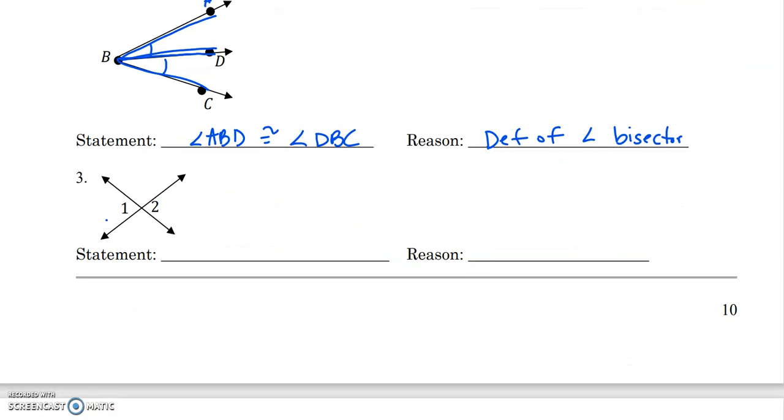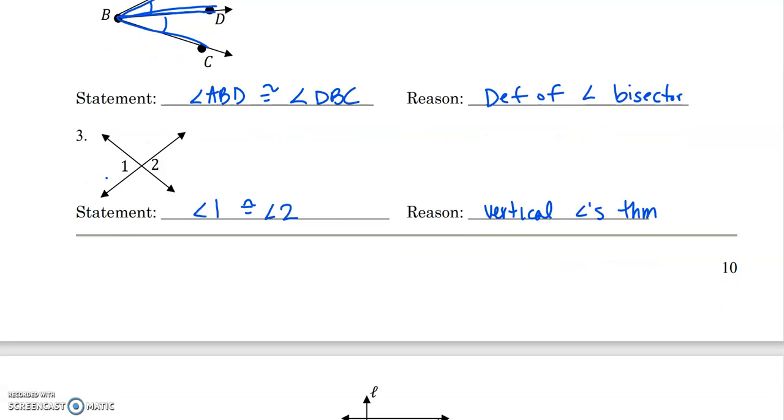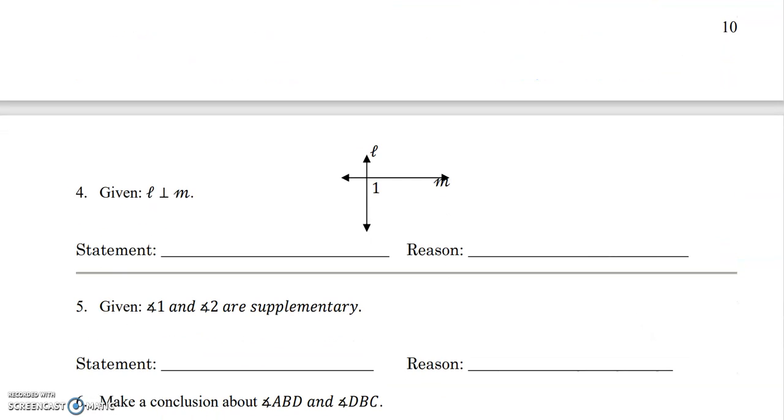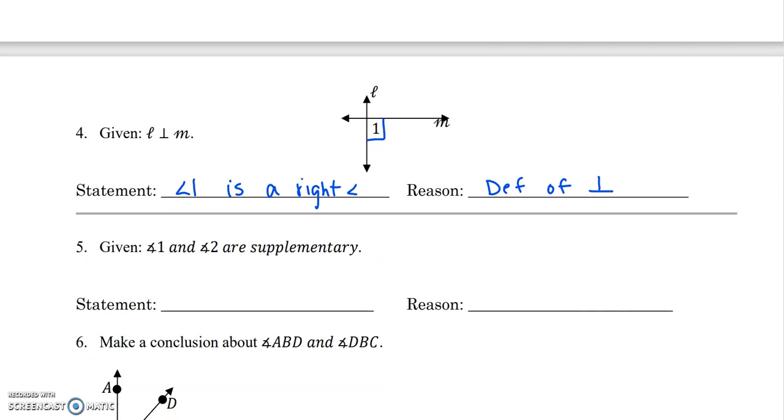These are vertical, so we would use the vertical angles theorem to state that they are congruent. Next up, we have perpendicular. That's that symbol there, which forms a right angle. We could also just say definition of perpendicular, and that is going to mean that angle 1 is a right angle, because perpendicular forms right angles.